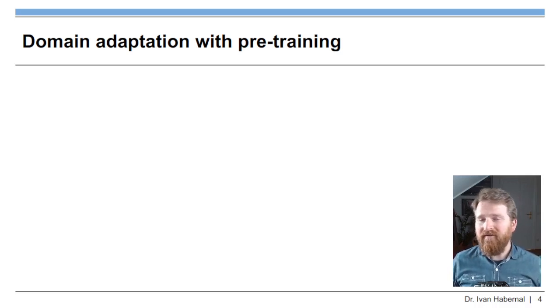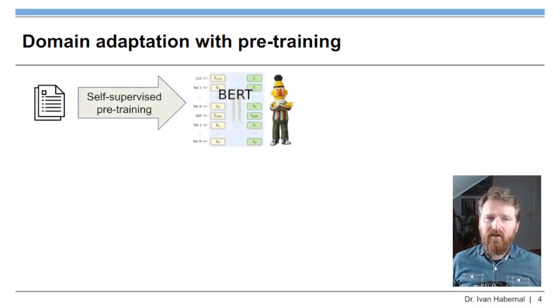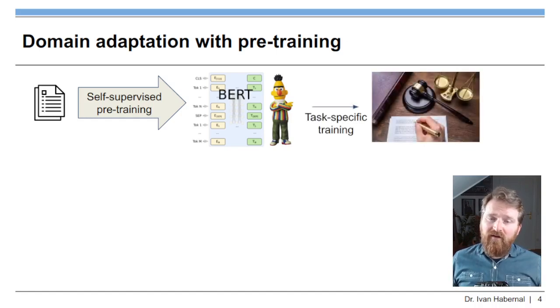So how is this relevant to legal NLP? What we're doing in legal NLP with language models is that we start with some self-supervised pre-training. We take a bunch of unlabeled documents from general corpora and pre-train a model, for example BERT. Then we fine-tune BERT on some downstream task, for example text classification on legal contracts.